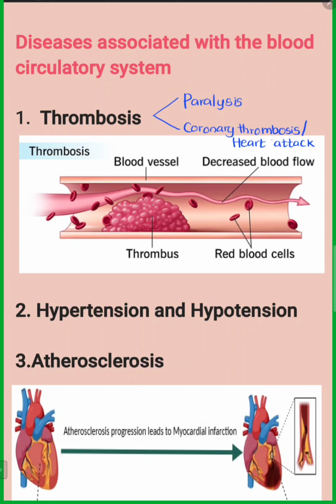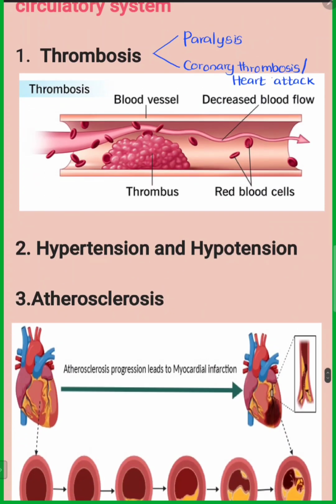If the blood clot forms in an artery of the heart, it may cause coronary thrombosis. It is also known as a heart attack. If this blood clot forms in an artery of the brain, it may cause paralysis.